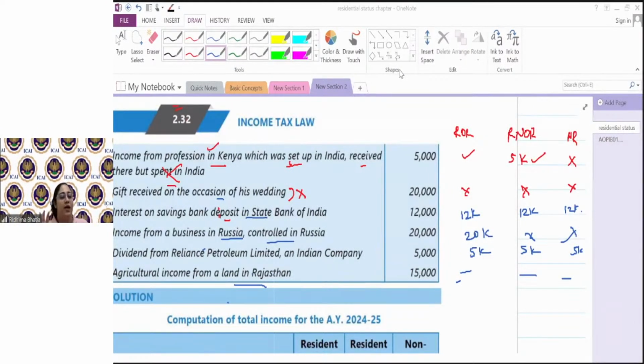Agriculture income is not taxable, guys. It is not taxable. Again and again, I'm saying. But remember, if agriculture income is more than 5,000 and you have other income more than the basic exemption limit, then you have to apply the concept of partial integration in your exams while calculating taxes.